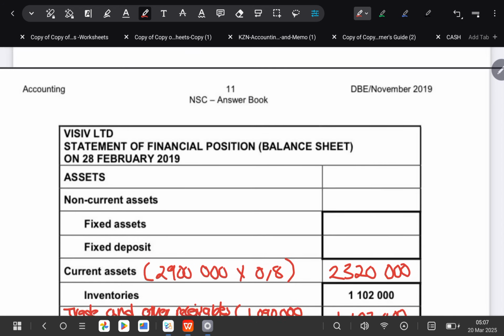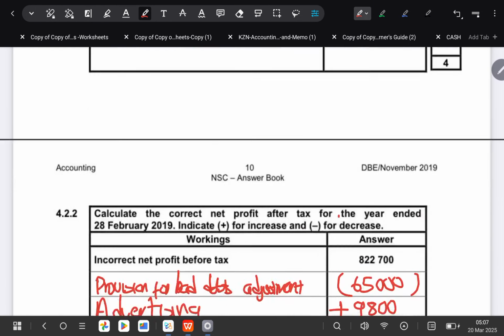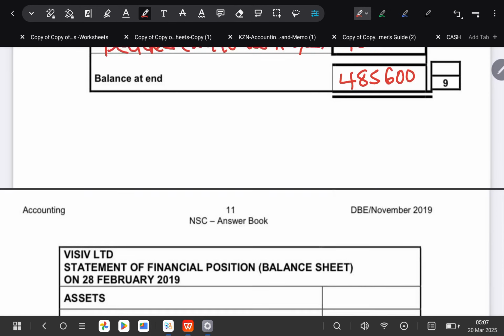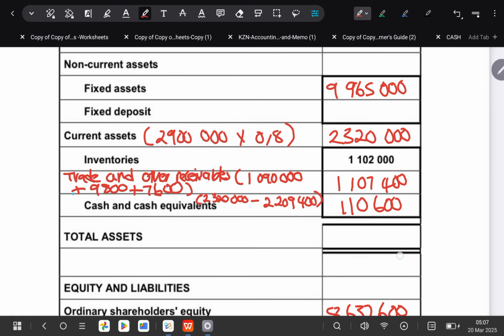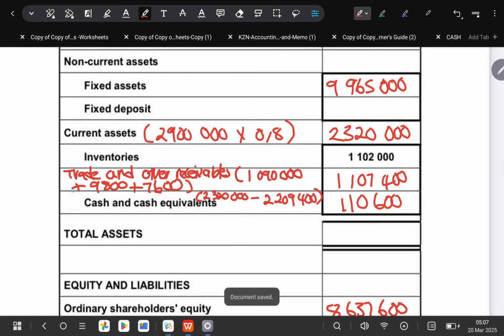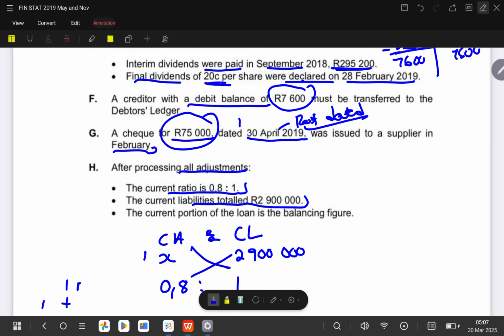And also remember, when you were doing this, your fixed assets and carrying value, you got them as 9,965,000. So you must transfer that also under your fixed assets. 9,965,000. Okay, so let's check the next thing that we have to do. Now next, on the information, they told you that the current portion of the loan is the balancing figure, right? But we need to check, what do we have? Let's check what we are given here.